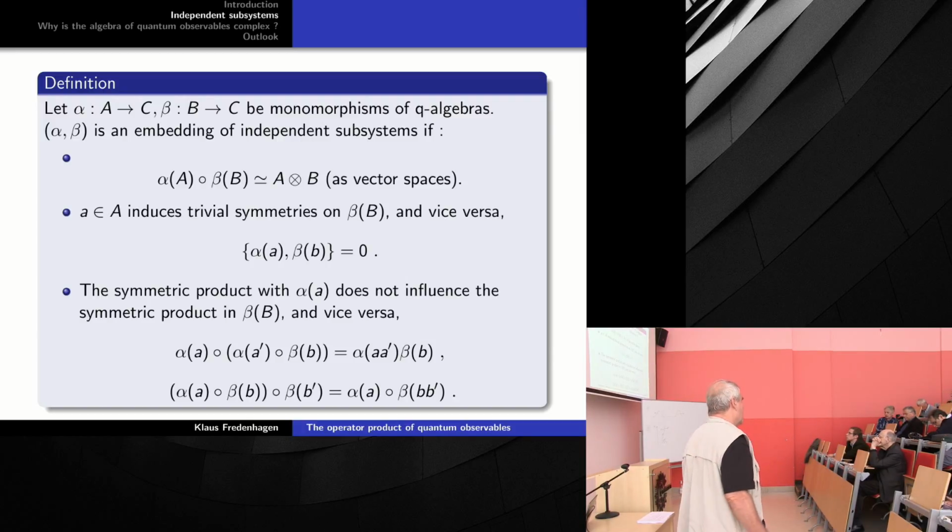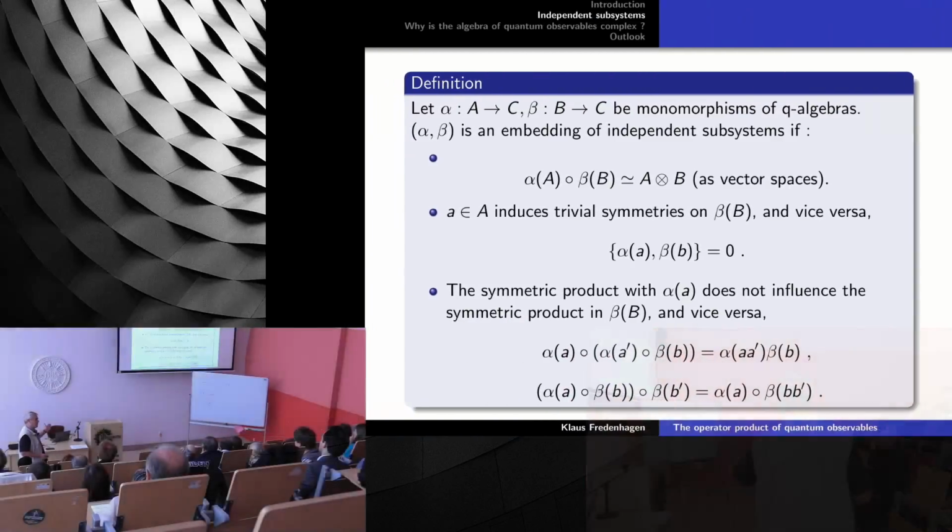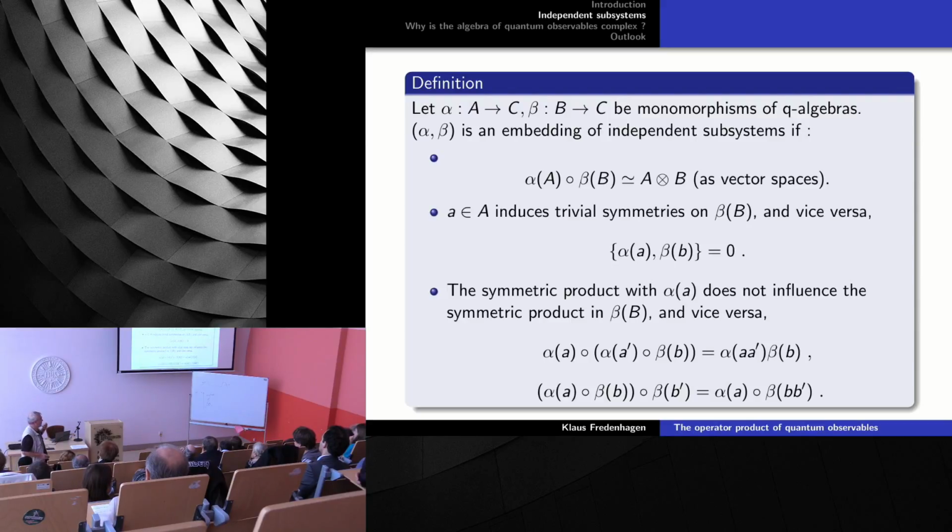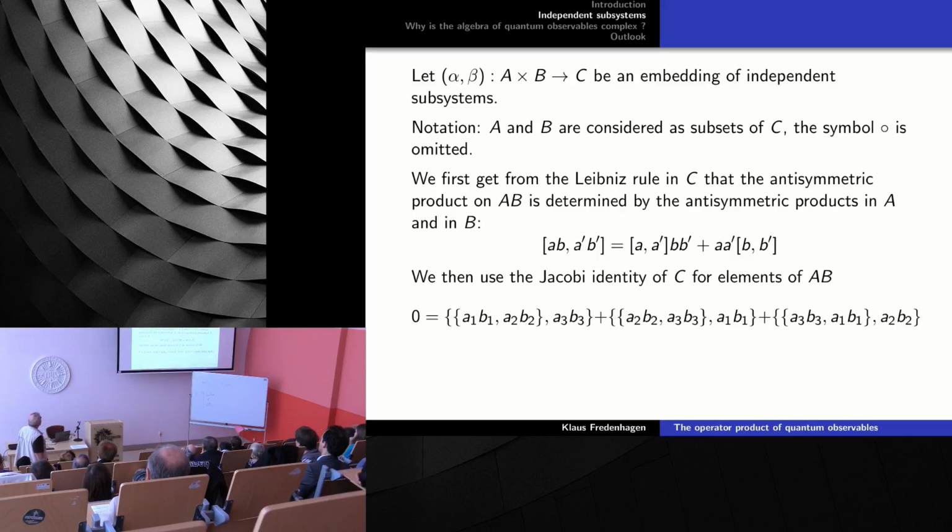Actually, in the theory of Jordan algebras, one talks about commutativity in Jordan algebras. So this means that the elements from these two systems commute on the level of Jordan algebras. This is some weaker form of associativity. Okay, now I have these two systems. I have this embedding as independent subsystems. And to simplify the notation, I now omit these letters alpha and beta, consider A and B as subsets of C, and omit this symbol circle.